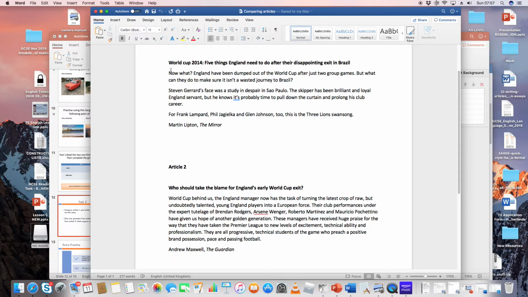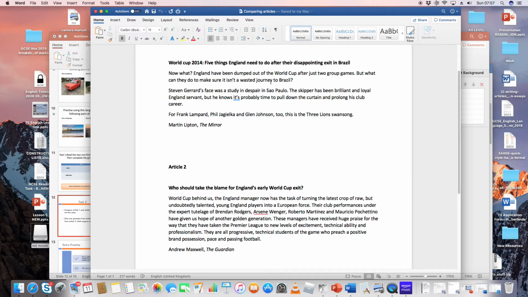Okay, so an idea which is the same. What you could talk about is how both are about the World Cup exit. Both are about who to blame, really. That would be one. And then you do the same thing again, so a quotation from each article to support it.